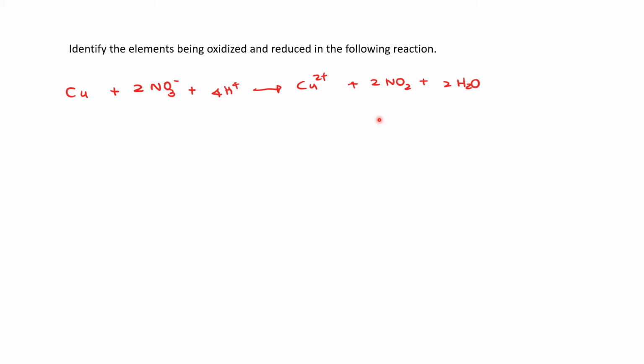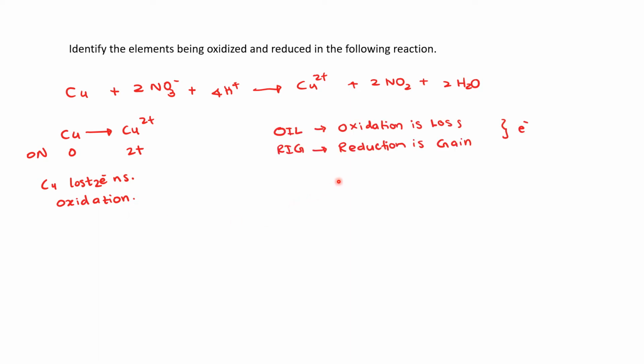Let's look at the following redox reaction. Redox reactions are reactions that involve a transfer of electrons between reactants. Let's look at copper first. Copper in elemental state has 0 oxidation number and copper 2+ has +2 oxidation number. That means copper lost 2 electrons. Loss of electrons means it underwent oxidation. So you can remember these two phrases: oxidation is loss, reduction is gain.